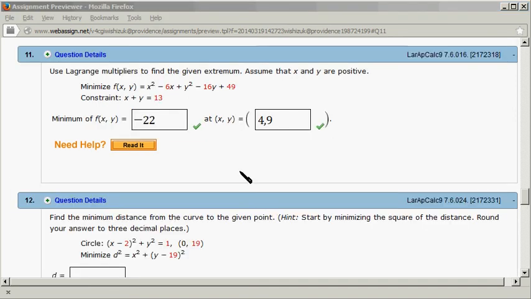It came back, and this time it was correct. Sorry about the addition mistake, but that's it. I hope that this was clear.